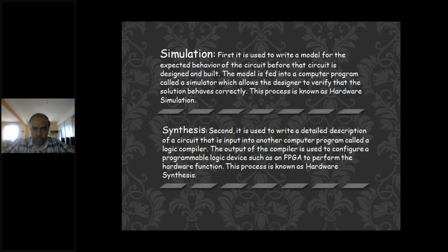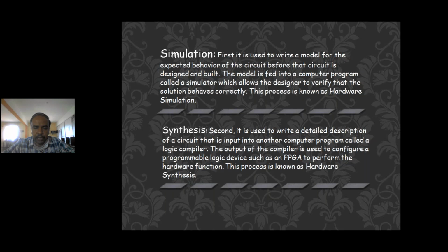The output of the compiler is used to configure a programmable logic device such as an FPGA to perform the hardware function. This process is called hardware synthesis. So that code is dumped onto the FPGA kit. Then again, we can check. It looks like your LED kit. There we are checking the working of your gate with respect to the truth table.